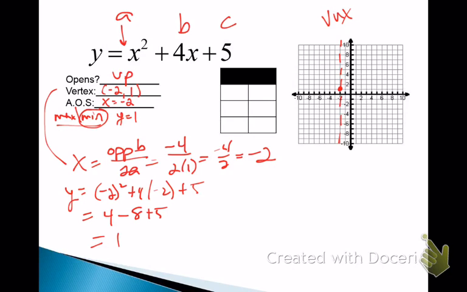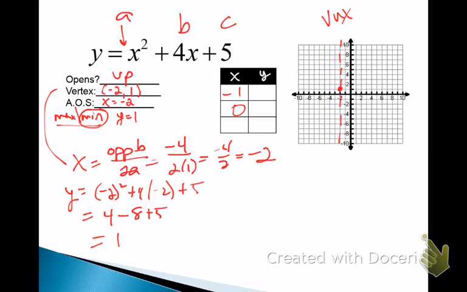Okay? All right, so we have a lot of information about this guy. We need to come up with a couple of points so that we know what this U is going to look like. Well, since your vertex is at negative 2 comma 1, I'm going to pick two x values. I'm going to use this table. Two x values to the right. So I'm going to choose negative 1 and 0. Those are my next two x values to the right.